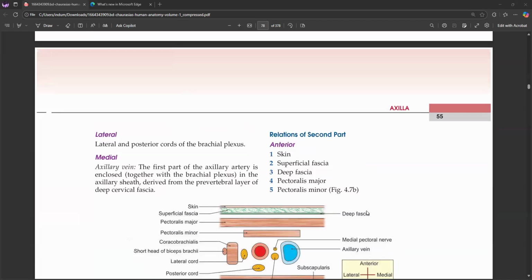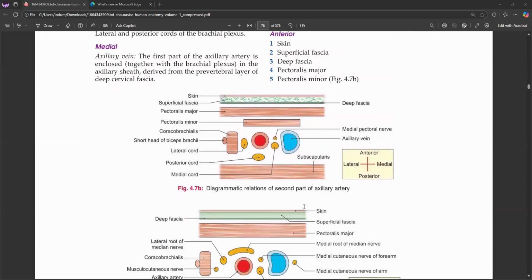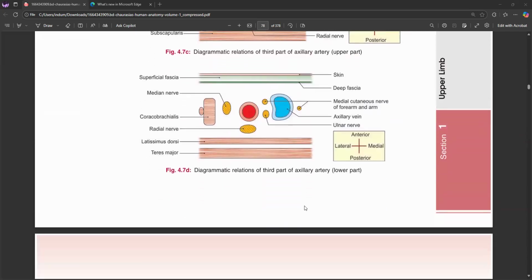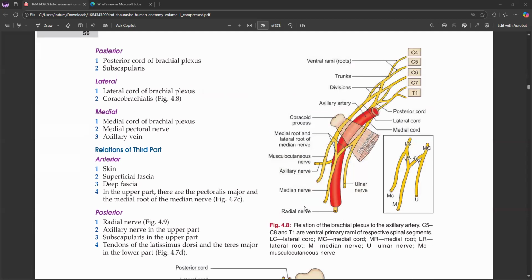Relations of the second part, anterior: skin, superficial fascia, deep fascia, pectoralis major, pectoralis minor, figure 4.7b. Posterior: posterior cord of brachial plexus, subscapularis. Lateral: lateral cord of brachial plexus, coracobrachialis, figure 4.8. Medial: medial cord of brachial plexus, medial pectoral nerve, axillary vein.